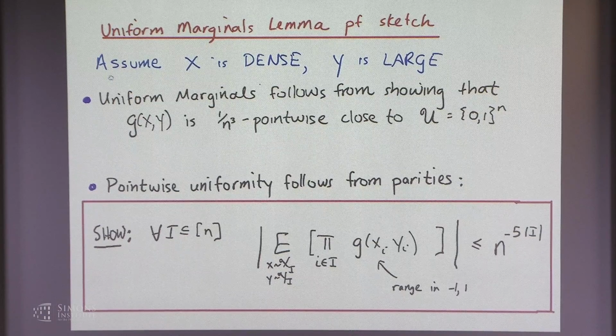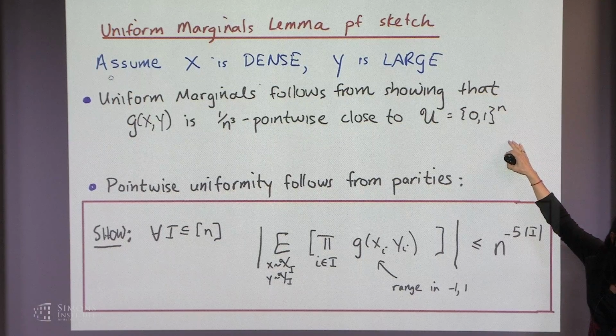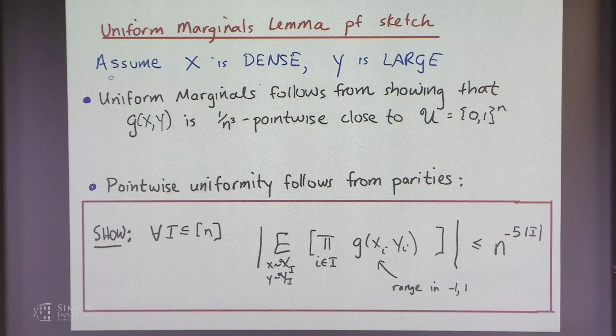Okay. And what's left to show is this uniform marginals lemma: as long as we maintain that x is dense and y is large, then we'll have the property that we want, that the marginals with respect to the z-slice are going to be roughly the same as the uniform distribution.